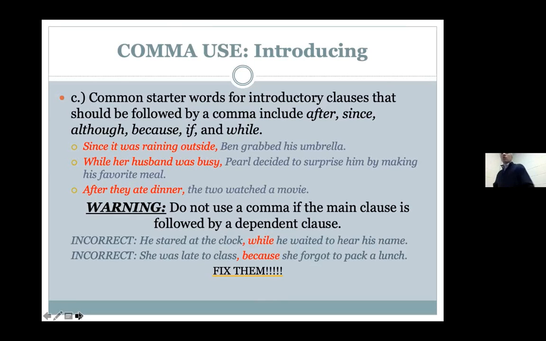There's got to be some result. And in this case, it's Ben grabbed his umbrella. So we put a comma after that. Now, these clauses could be reversed, and in that case, you don't actually need a comma before it. So it's really only if you have that dependent clause at the beginning of the sentence. Okay.